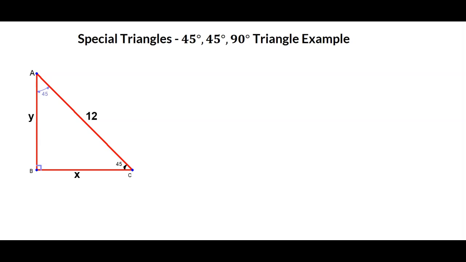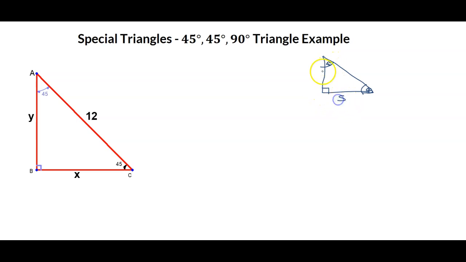Here we have an isosceles right triangle with two sides missing, and we want to use the information we have about this triangle to find the missing sides. I'm going to start off by drawing an isosceles right triangle just to give us an idea of what we should be looking for. So this is 45 here, this is also 45, and this is our right angle here.